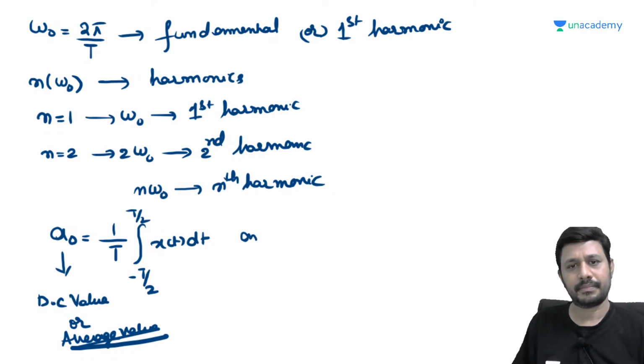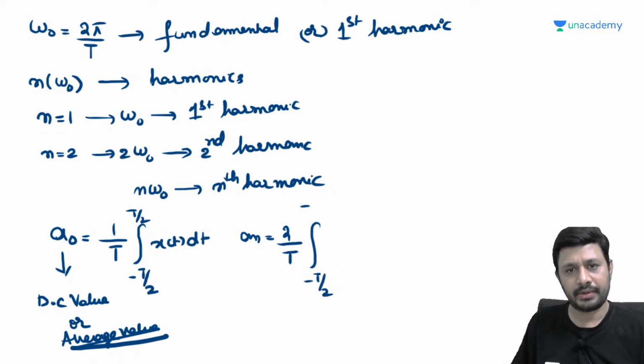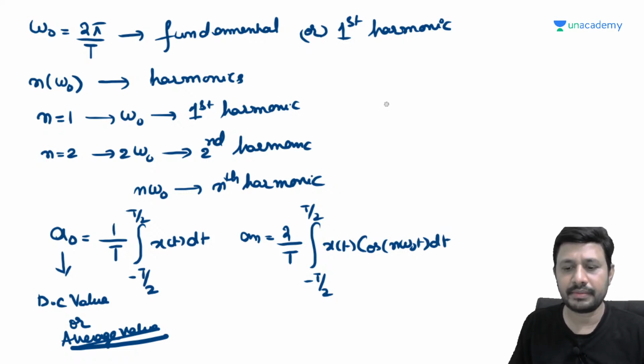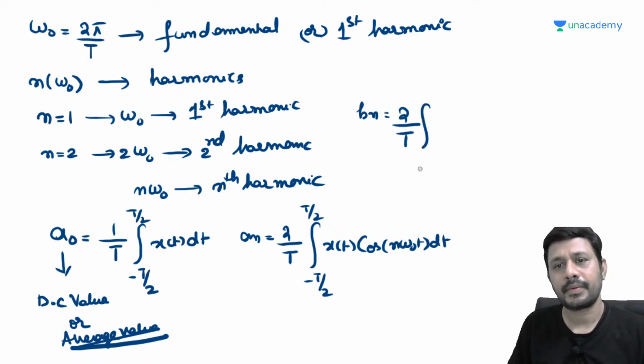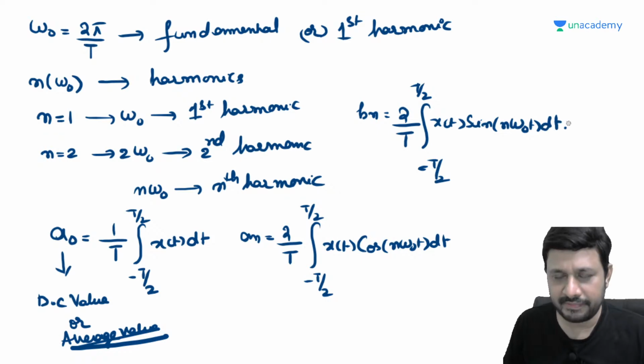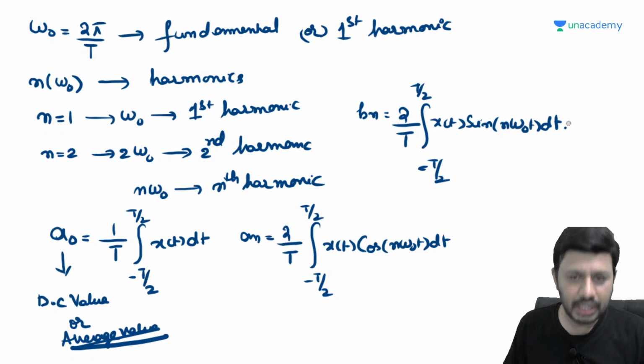An is 2 by T integral from minus T by 2 to T by 2 of x of t cos n omega naught t dt. Bn value is 2 by T over the period, minus T by 2 to T by 2 of x of t sine n omega naught t dt. Remember, if you have harmonically related mutually orthogonal sinusoids, yes, you can construct any periodic signal.